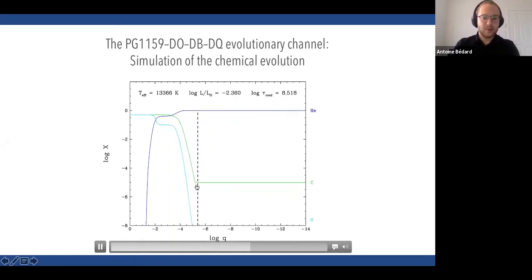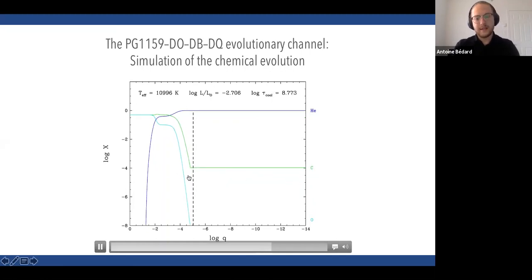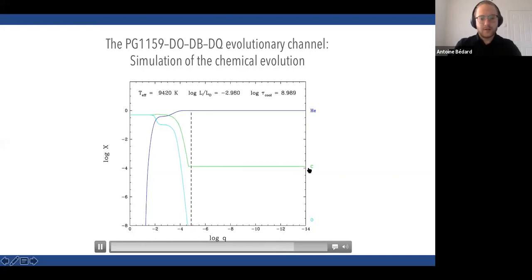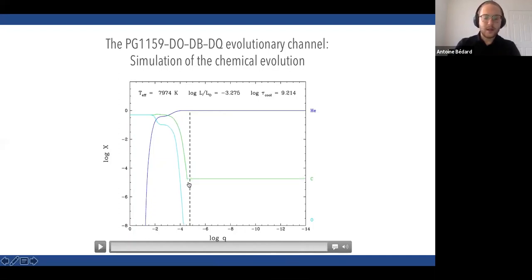And as the convection zone goes deeper, the surface carbon abundance increases. But then the convection zone reaches its maximum depth, so the surface carbon abundance starts to decrease, because carbon sinks out of the convection zone here. And here you can see that the region in which carbon is fully mixed actually extends slightly deeper than the formal boundary of the convection zone because of convective overshoot.